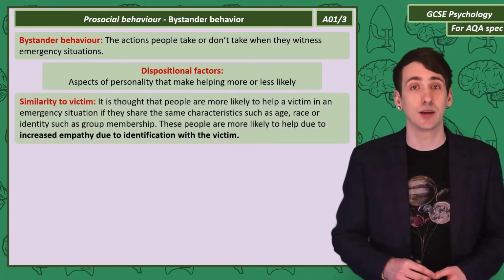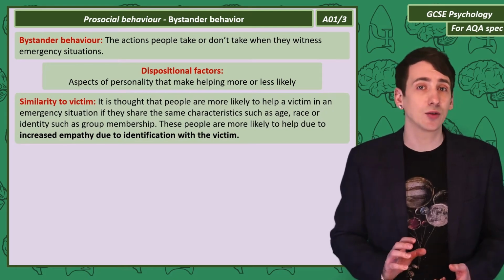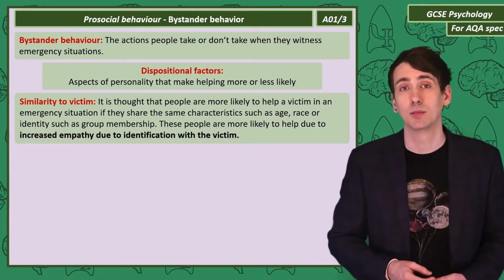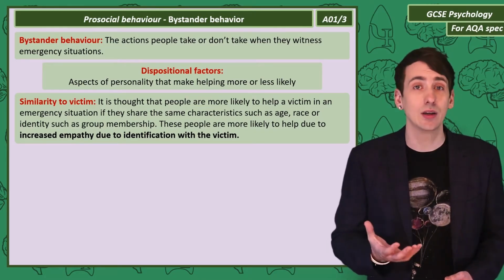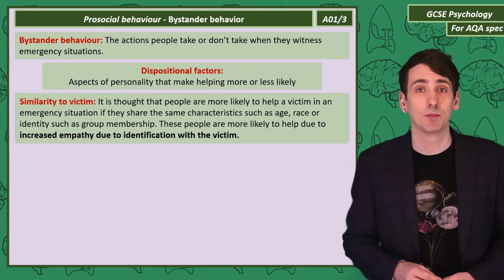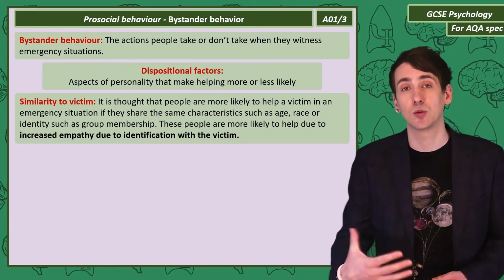Firstly, similarity to victim. This one is a little bit depressing, but it's thought the more characteristics you share with someone who needs help, the more likely you are to give them that help. So this can be things like similar age, race, or group membership, like if you support the same sports team. But it's likely because identifying with them increases your empathy towards them.